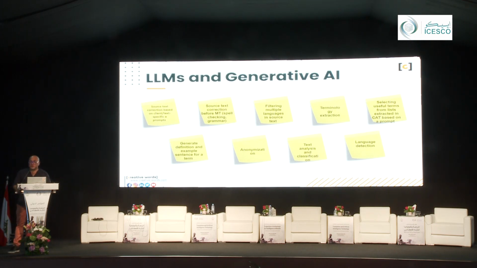I mentioned source correction, so pre-editing for machine translation. For this very project that I'm working on right now, I'm actually trying both approaches. I'm trying human pre-editing, and I'm trying AI-supported or AI-completed pre-editing. Basically, the task that you give the AI is just the same that you give to a linguist.